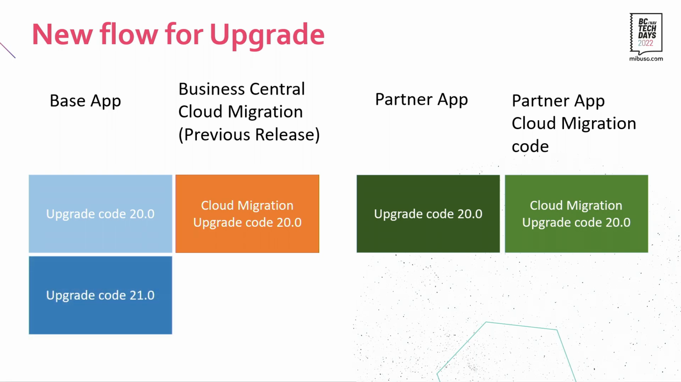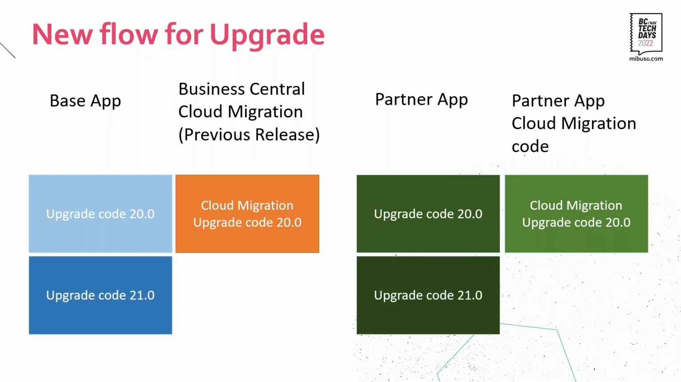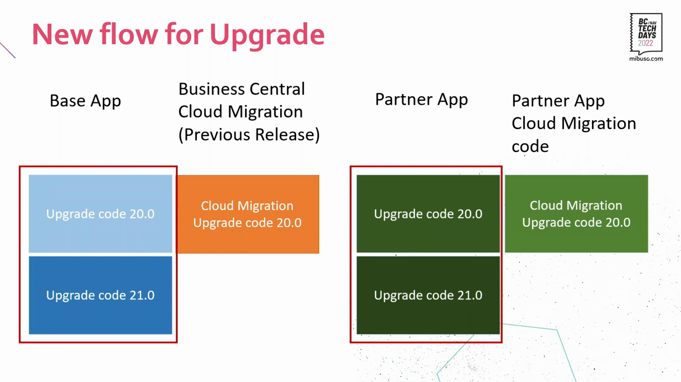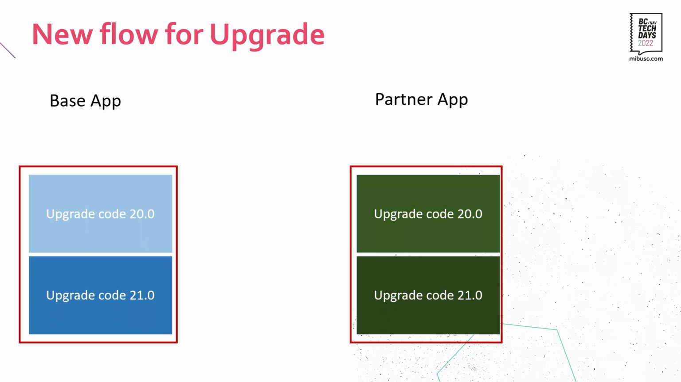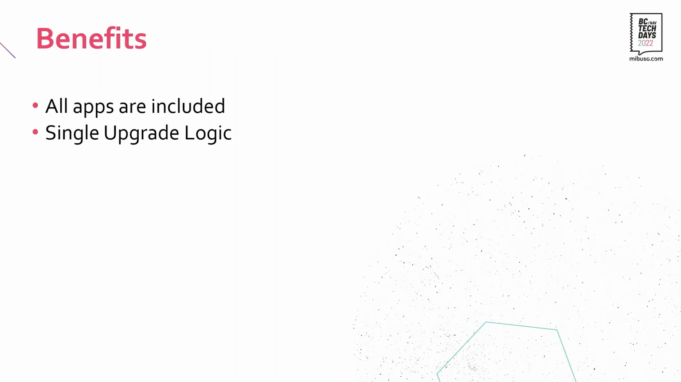And then the problem is when upgrade 21 comes, we need to do the same operations, both you and us. Essentially, we should not be doing this, because we should be able to reuse the upgrade code that we have written, and we should be able to remove this extra code and extra upgrade logic that we did. So this is the first improvement: because we are triggering the full upgrade code, all apps are going to be included, and you will have a single upgrade logic.